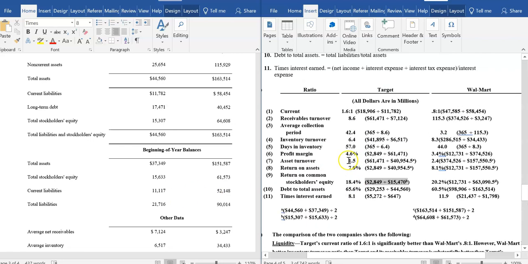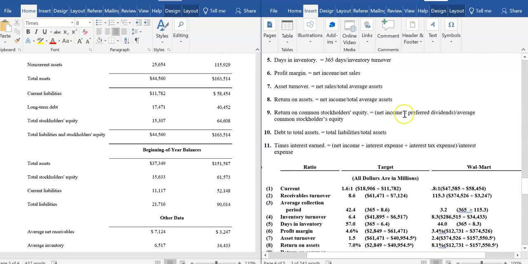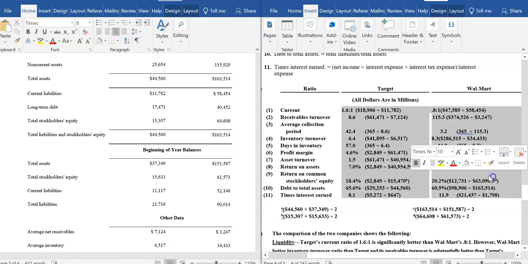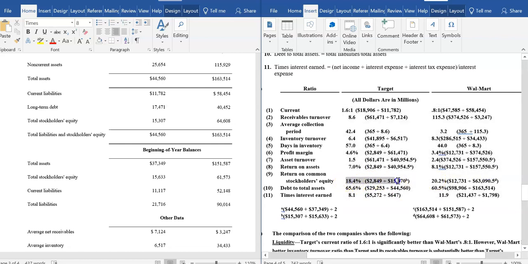And since the problem didn't tell us anything about preferred dividends, we are going to make the assumption that there were no preferred dividends that need to be subtracted out. Calculating that, we have an 18.4% return on common stockholders' equity for Target, and for Walmart, 20%. So Walmart is providing a little bit better return on stockholders' investments.